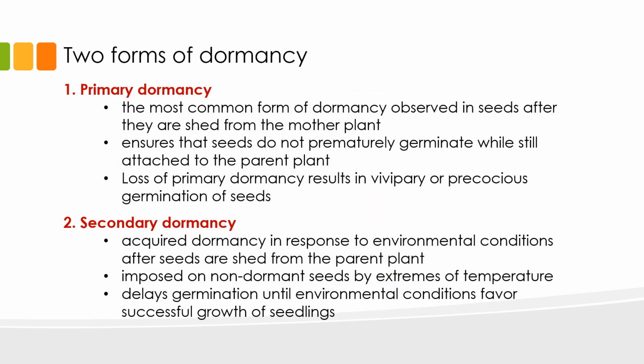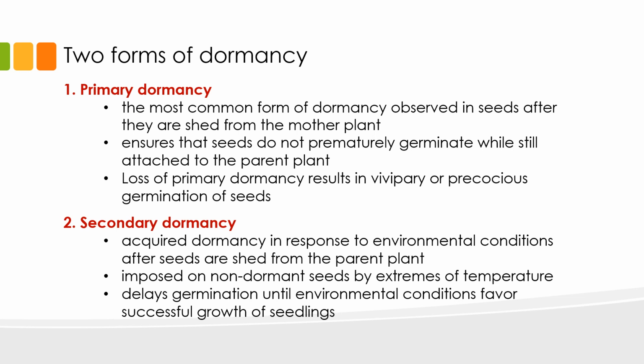In contrast, secondary dormancy is an acquired dormancy in response to environmental conditions after seeds are shed from the parent plant. So say for example you have cotton seeds that are non-dormant, meaning if you subject them to conditions that are favorable for germination, they will be able to germinate. If these seeds are exposed to extremes of temperature, the seeds will develop a secondary form of dormancy that will prevent them from germinating under temperature extremes.